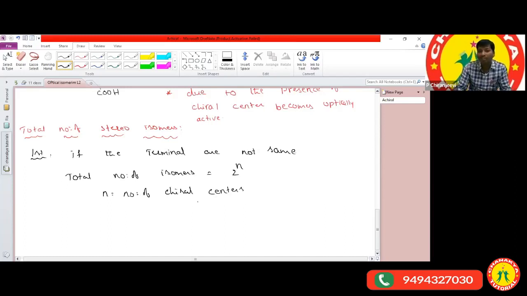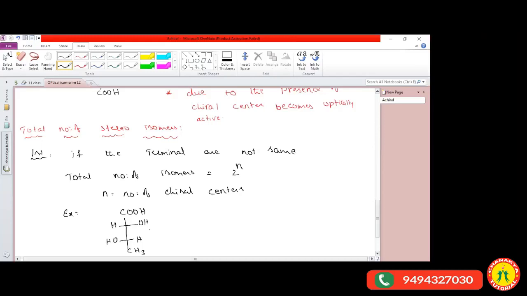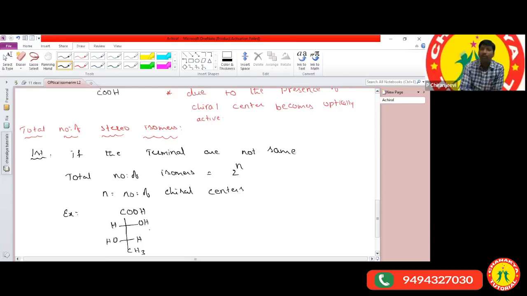Shall we see one example based on this? I'll give one example according to the statement. For example, if I had given COOH, bond H OH, bond OH H, bond CH3, this is the compound they had given. They're asking the total number of isomers that the given compound exhibits. Four isomers. Very good.